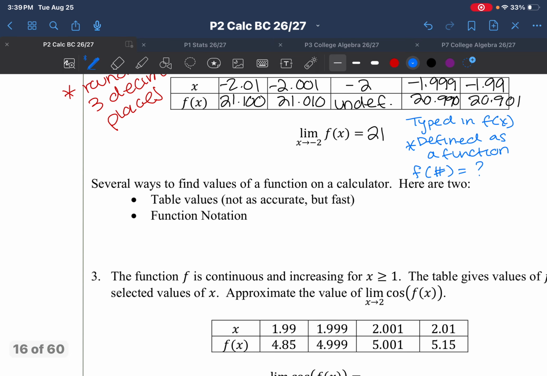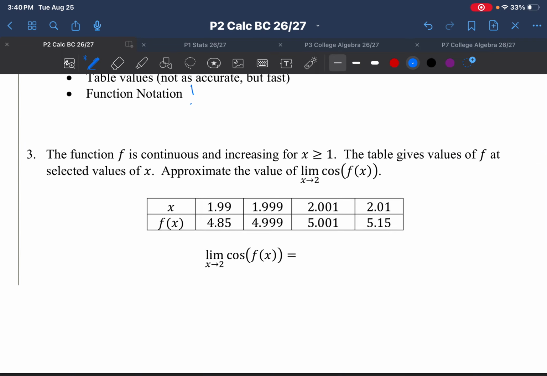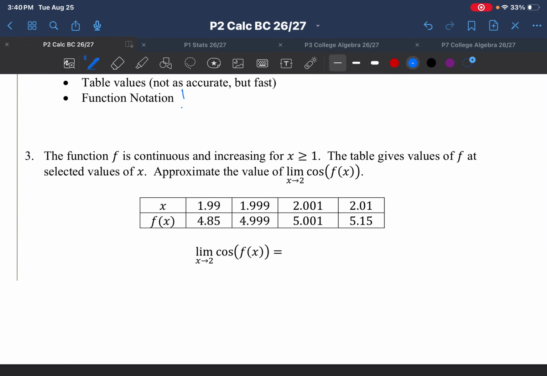It says there are several ways to find values of a function on a calculator. Here are two. We kind of talked about both of these, and this is the one that we did using the calculator. Lastly, number 3 says the function f is continuous and increasing for x greater than or equal to 1. The table gives values of f at selected values of x. Approximate the value of the limit as x approaches 2 of cosine of f of x.